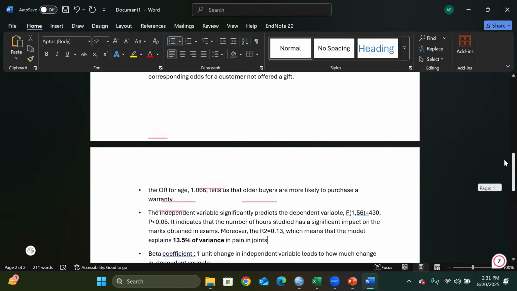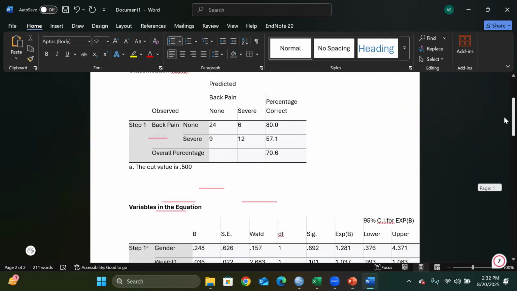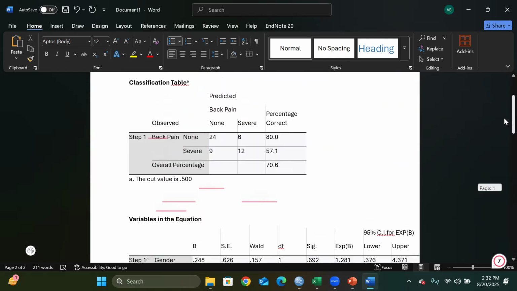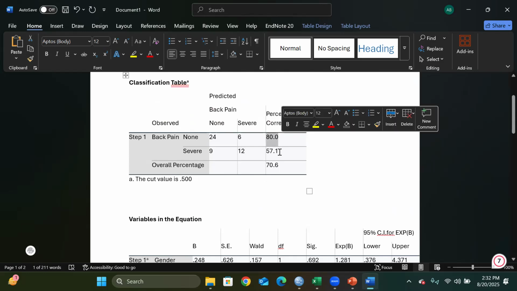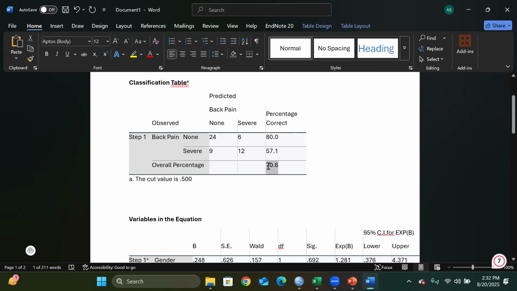Other things we have to see, because we have observed different variables that are being affected. So now we will have to explain each and every specific variable separately. And this is also important. This is the classification table. It is showing me the sensitivity, the specificity, and the overall percentage of the model. I can also write about this, but I can also skip it.